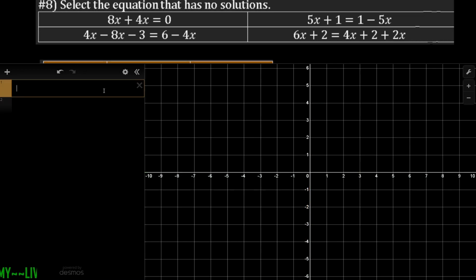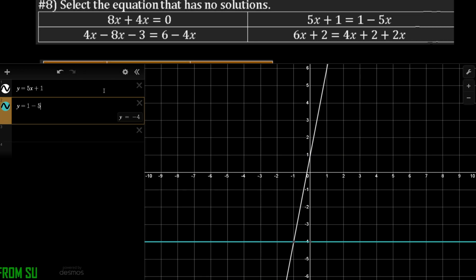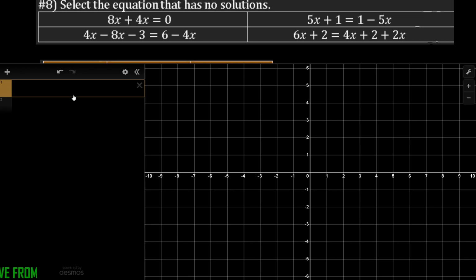It has 5x plus 1, and I say y equals as well. And the second one is y equals 1 minus 5x. So this is also one solution. So that's not going to be it either. We're looking for no solution.